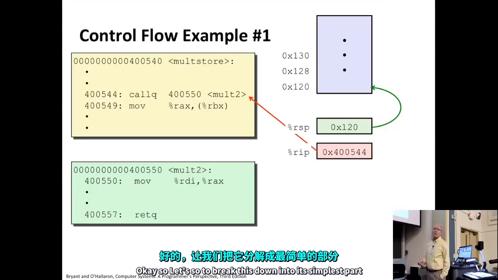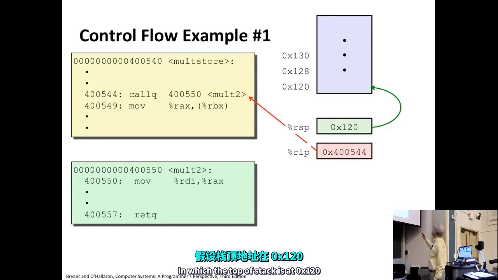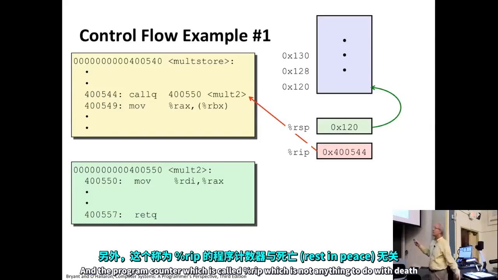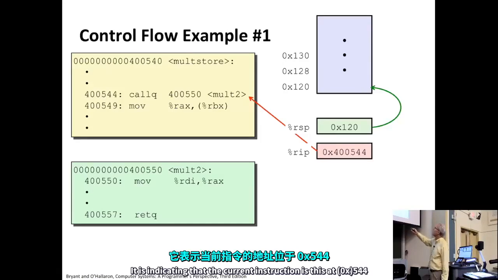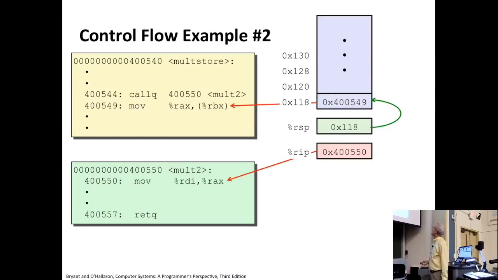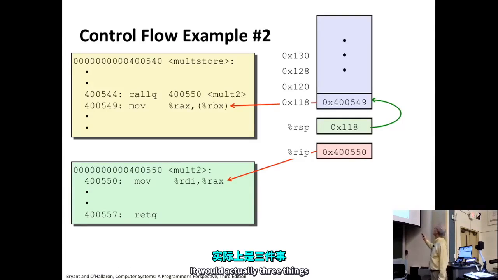OK, so let's break this down into its simplest parts. Let's imagine a scenario in which the top of stack is at hex address 120, which is not realistic, by the way. And the program counter, which is called RIP, which is not anything to do with death, is indicating that the current instruction is this one at 544, which is this call instruction. And so what would happen with the call instruction is it would do two things, or actually three things.